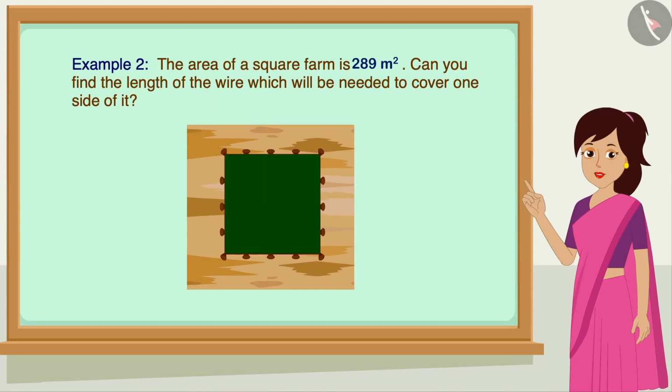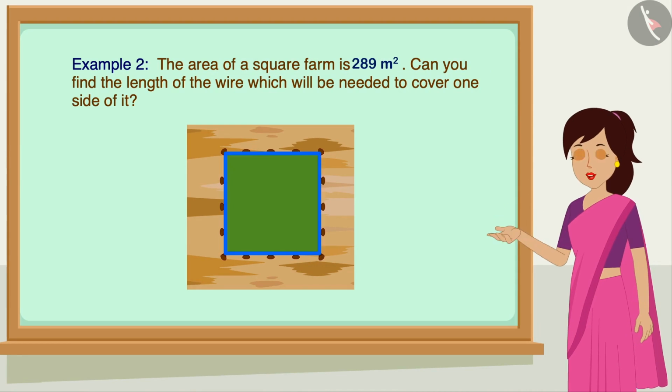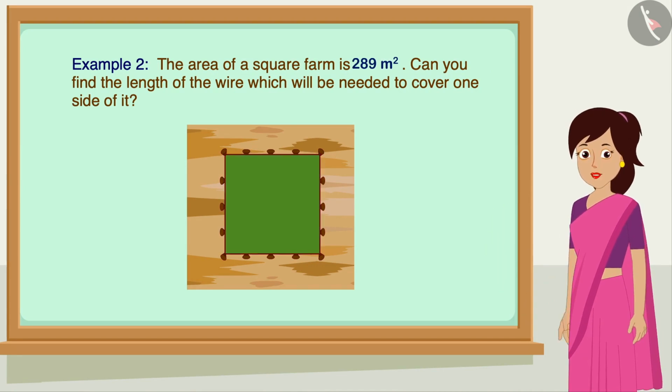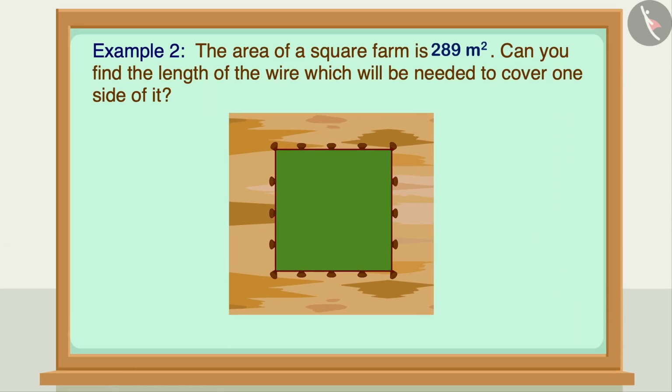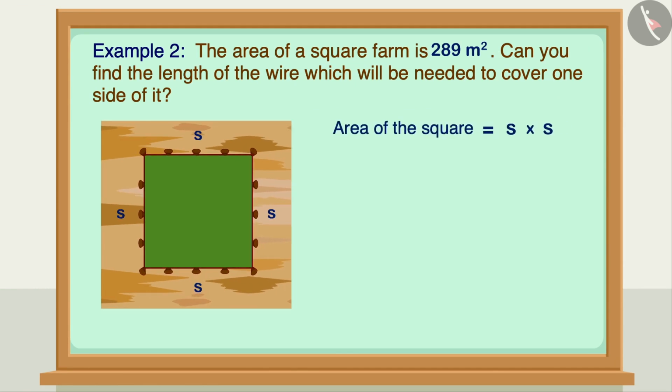It is a square farm, so we know that all the sides of a square are equal. That is, all the sides of the field will be equal. Suppose the length of one of its sides is S. Then the length of all the sides will also be S. So its area will be S square. To find the length of the wire, we have to find the length of one side, that is S.